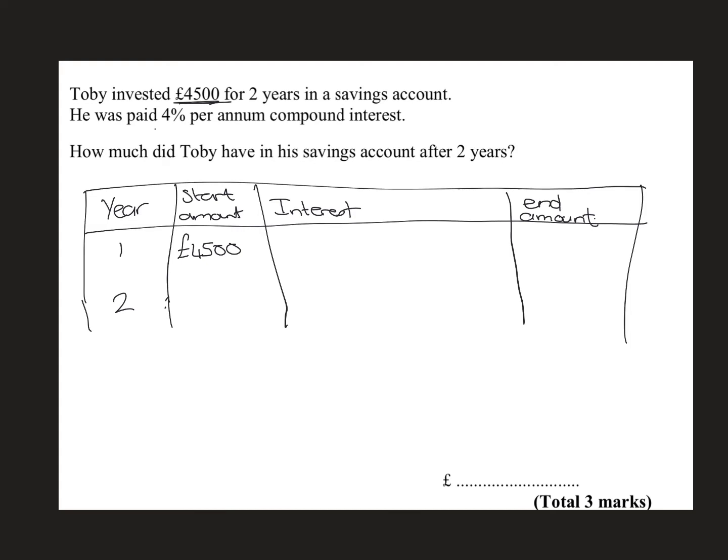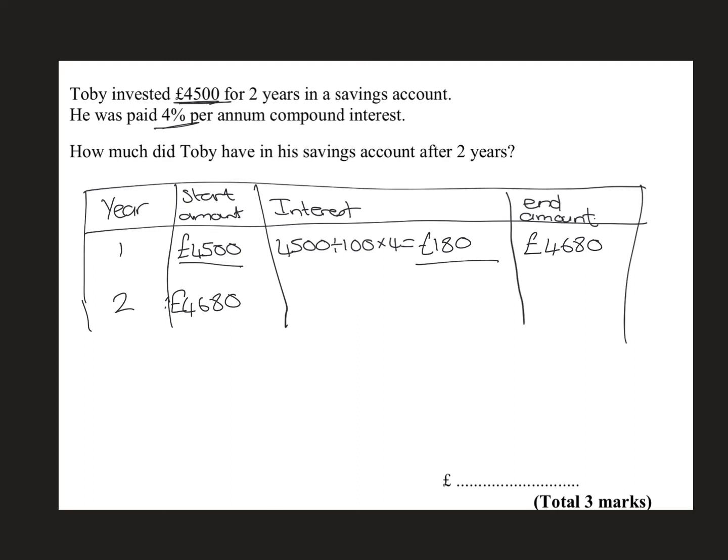Okay, so we're going to find 4%. Remember, 4% is 4 over 100. So we're going to divide by 100 and times by 4. Divide by the bottom, times by the top. So 4,500 divide by 100, which is 45, and times that by 4. So 4,500 divided by 100 and times by 4 gives us £180. So we're going to add that on, 4,500 plus our extra interest we're getting, which gives us a total of £4,680.